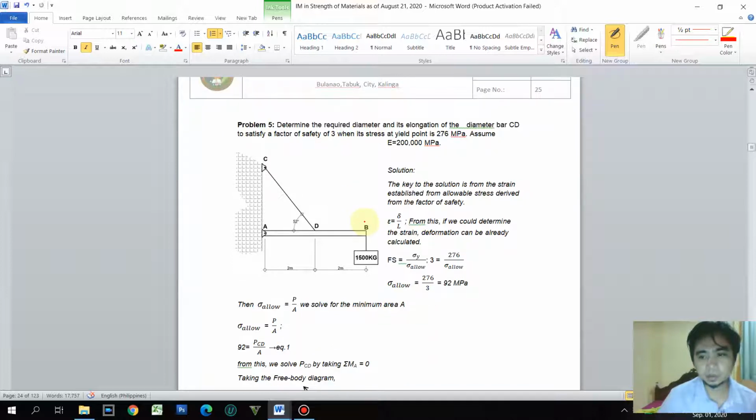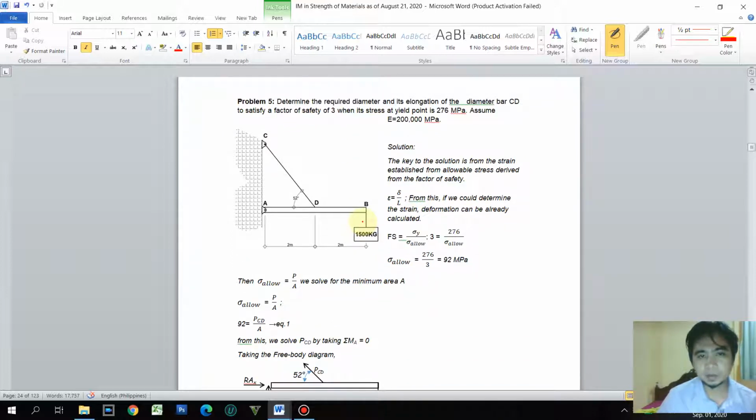Okay, so moving on to the fifth problem, we have to determine the required diameter and its elongation of bar CD to satisfy a factor of safety of 3 when its stress at yield point is 276 megapascal. So, our clue here is the stress at yield point, that is already sigma y. So, when a factor of safety is applied, the allowable stress would be equal to, simply apply this formula.